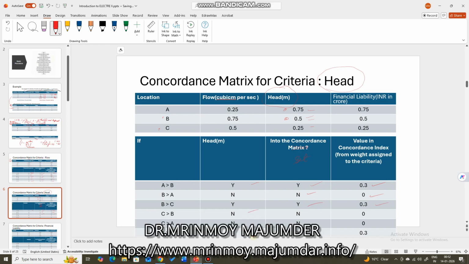Then C greater than B for head? No. C is 0.25 and B is 0.5. No outranking, so 0. Similarly, C greater than A is no, 0. However, A is greater than C. For head, A is 0.75, C is 0.25, so A is indeed greater than C. So yes, the weightage comes into place. So this is done for head.